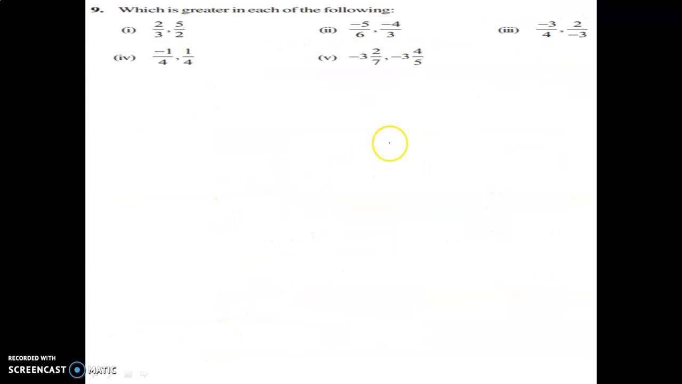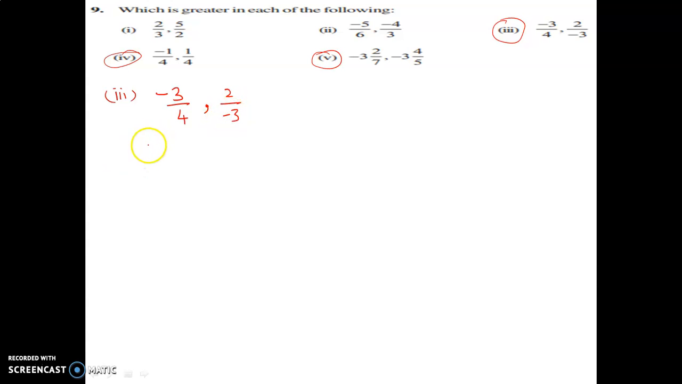Which is greater in each of the following? I will do 3, 4 and 5. You will do 1 and 2. Shall we begin? Okay. Third question. I have to compare minus 3 by 4 and 2 by minus 3.